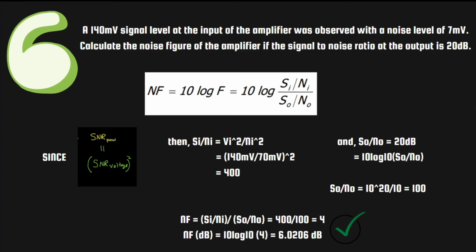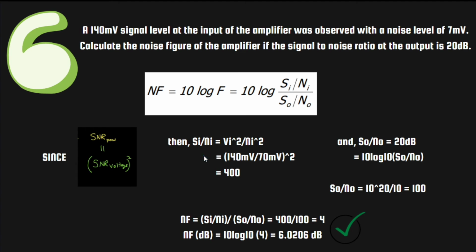So in the sixth problem, we are asked to calculate the noise figure of the amplifier if the signal to noise ratio at the output is 20 decibels. A 140 mV signal level at the input of the amplifier was observed with a noise level of 7 millivolts. So we are asked to calculate for the noise figure. In the past video, we discussed the different noise equations, and the noise figure is given by 10 log of F, which is the noise factor, equal to 10 log of the SNR input all over the SNR output.